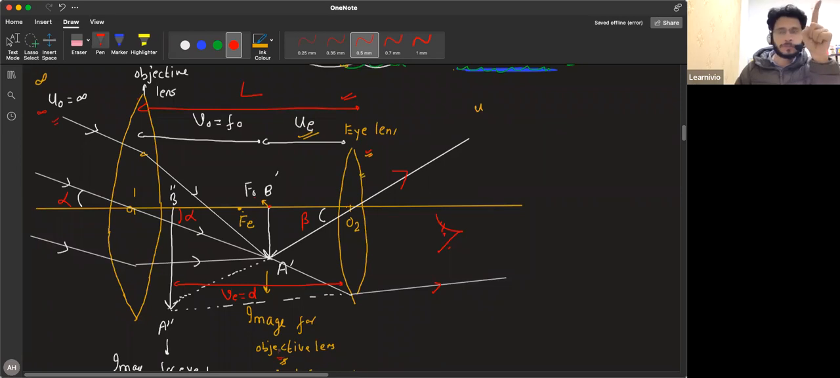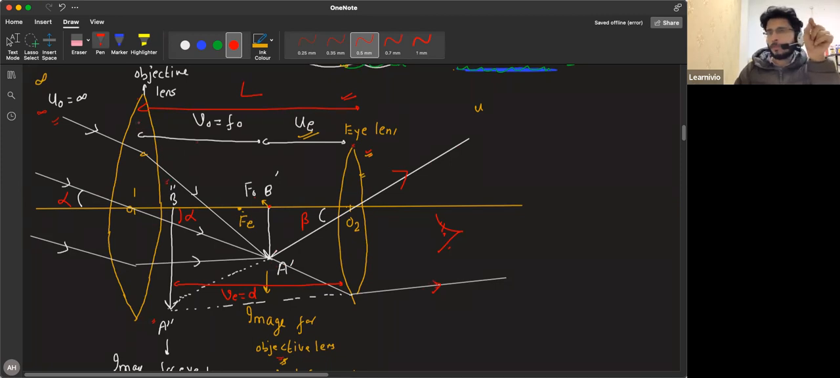That's the first refraction. The second refraction will be through this eye lens. For the eye lens, this A prime, B prime is your object. So the image of the objective lens will act as an object for the eye lens. And again, one ray will go straight without any deviation, another will diverge. So when you produce them in the backward direction, you will get this image A double prime, B double prime.